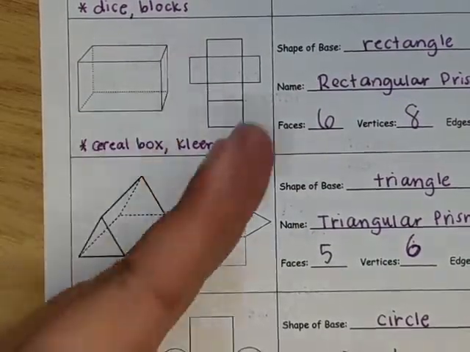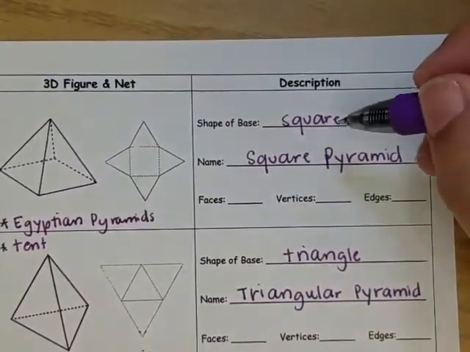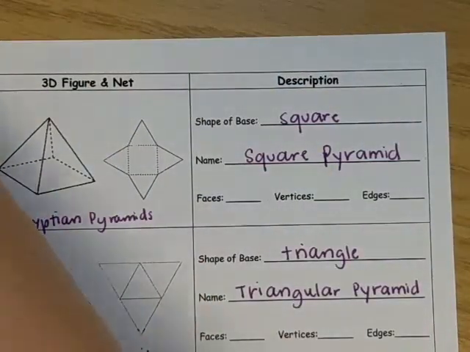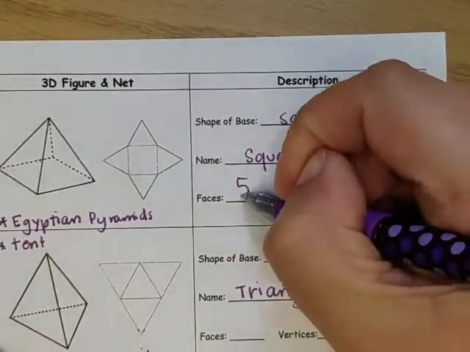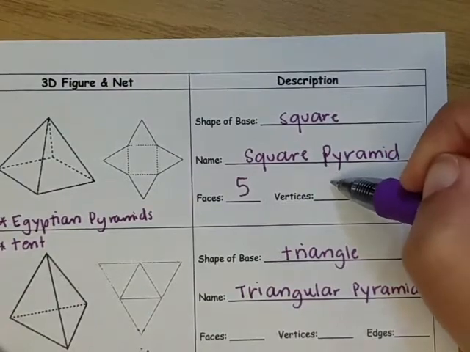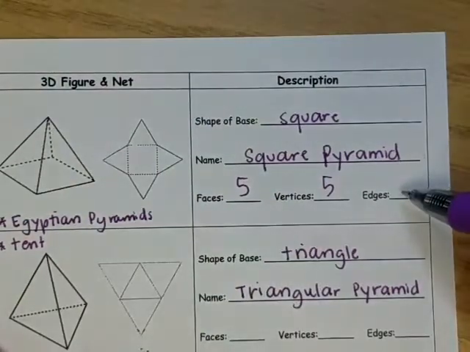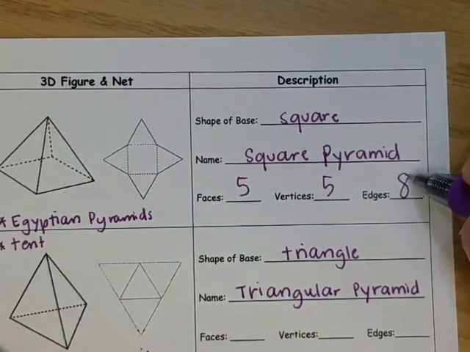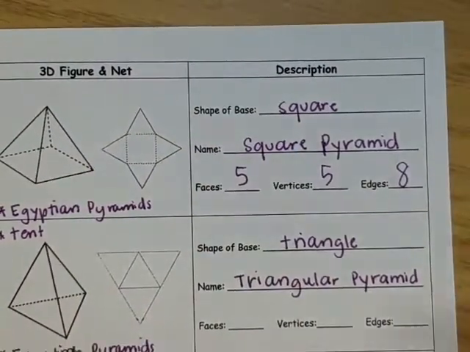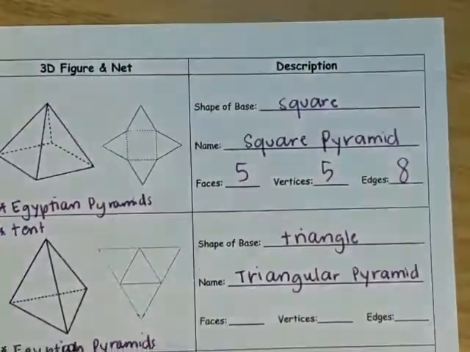Prisms have parallel sides. Pyramids come to a point at the top. So this is a square pyramid because the base is a square. It has 5 faces: 1, 2, 3, 4, 5. It has 5 vertices: 1, 2, 3, 4, and then 5. And then it has 8 edges: 1, 2, 3, 4, 5, 6, 7, 8. The edges, again, are where two shapes come together. The vertices are the corners right here.